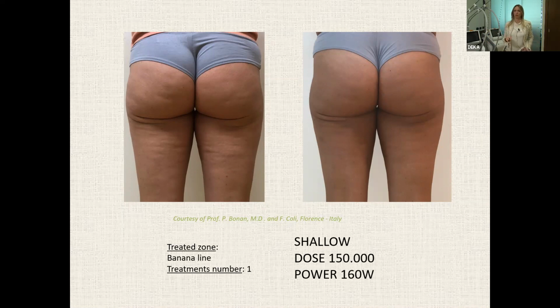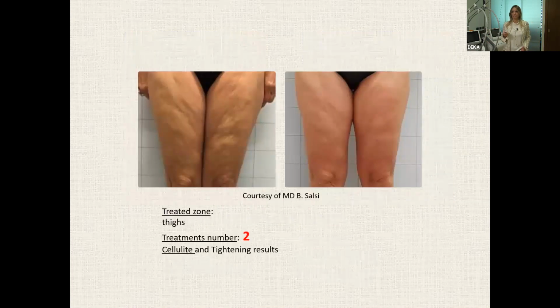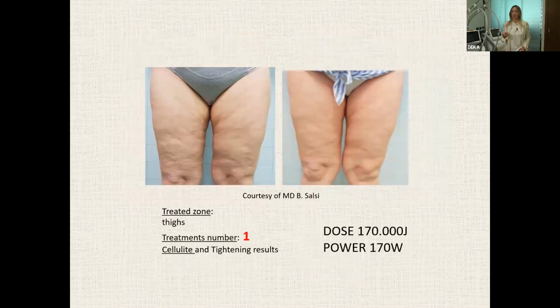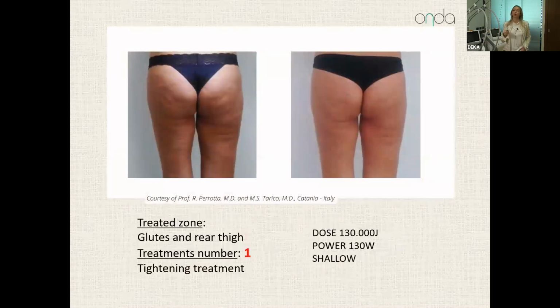One treatment for hair and one quadrant between trochanteris and the bottom part of the gluteus, she had very nice improvement. Two treatments, one treatment for hair. So you see that we can treat even very lean patient.